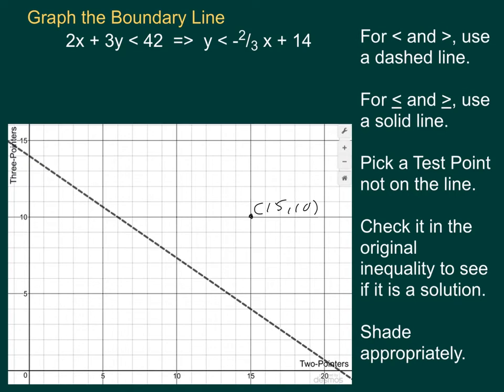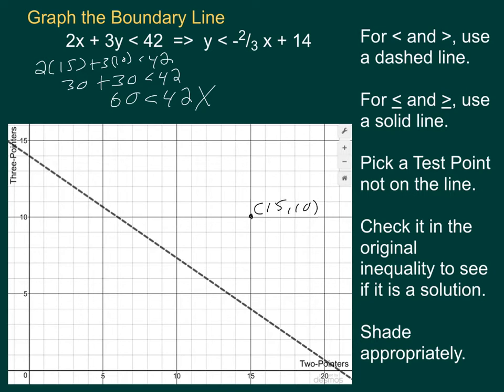So I'm going to plug in: 2 times 15 plus 3 times 10 is less than 42. So that's 30 plus 30 is less than 42, and that's 60 is less than 42, which is obviously false. That's no good. That means that (15, 10) is not a solution to this inequality. And that would be pretty clear, because that would mean I actually would have scored 60 points, which would have ended the game.